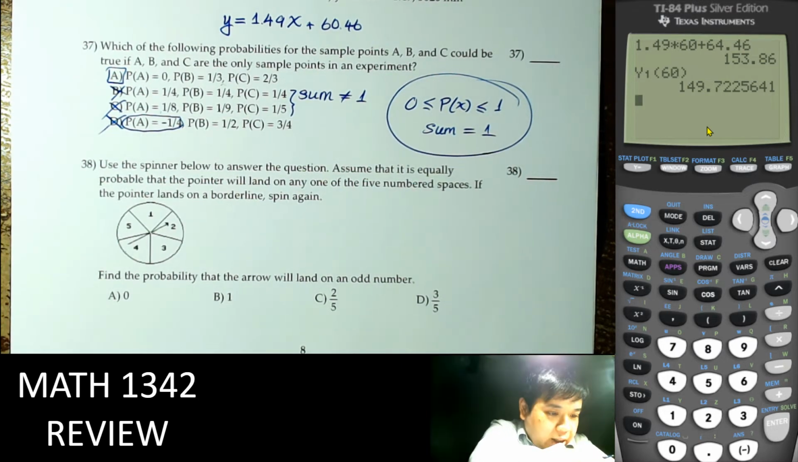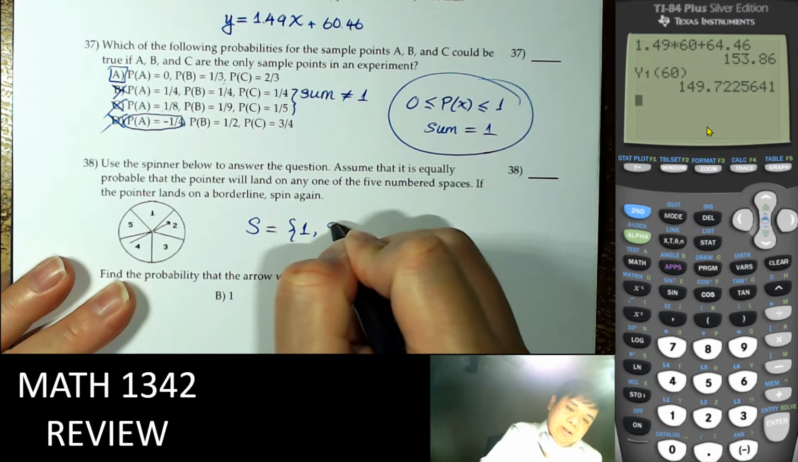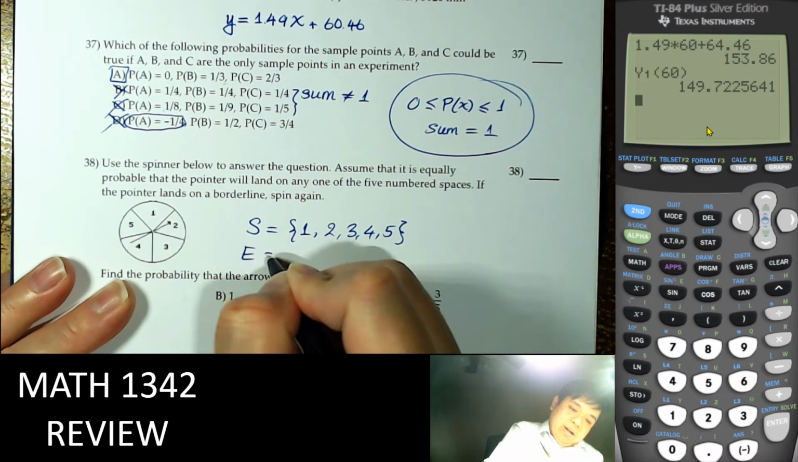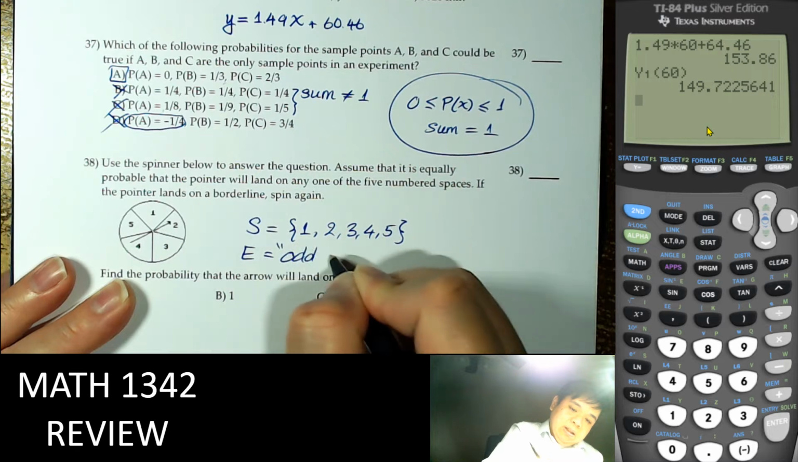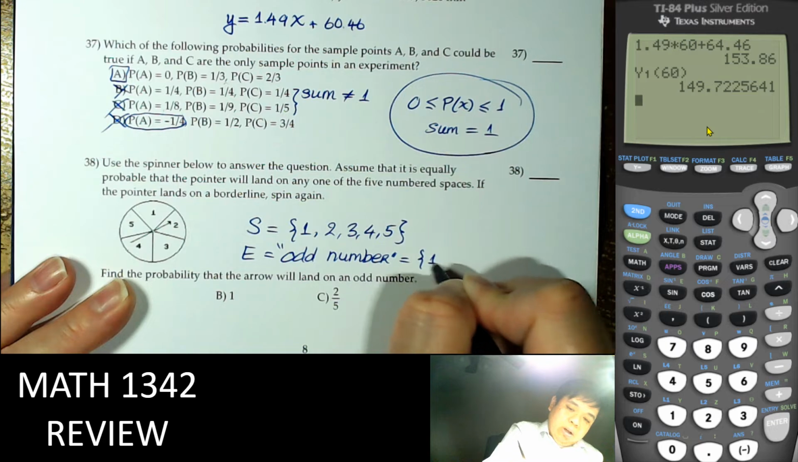Right, next, use the spinner below to answer the question. Assume that it is equally probable that the pointer will land on any of the 5 number spaces. If the pointer lands on the border line, spin again. Find the probability that it will land on an odd number. So here the sample space we have is from 1 to 5. And the event of getting an odd number is 1, 3, and 5.